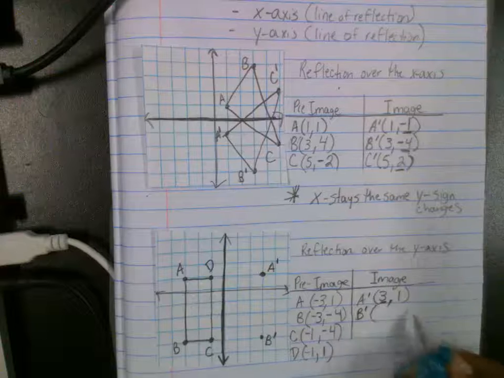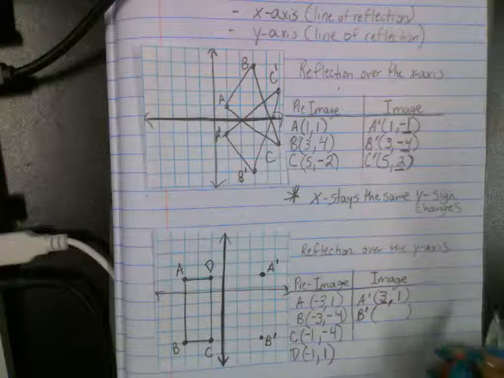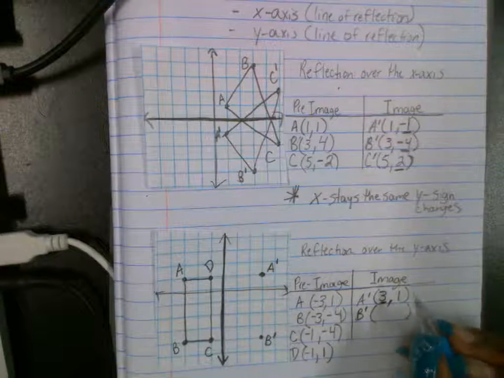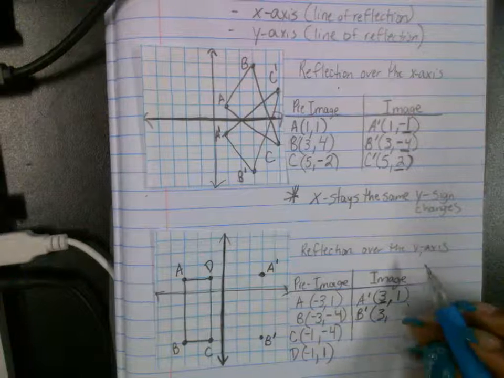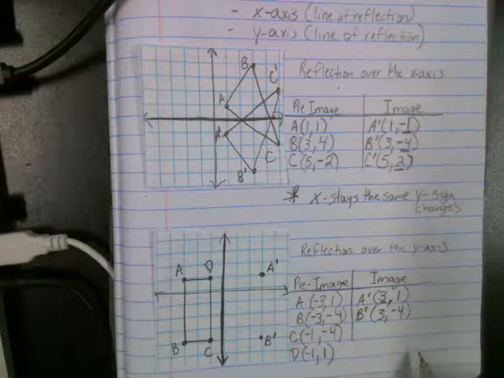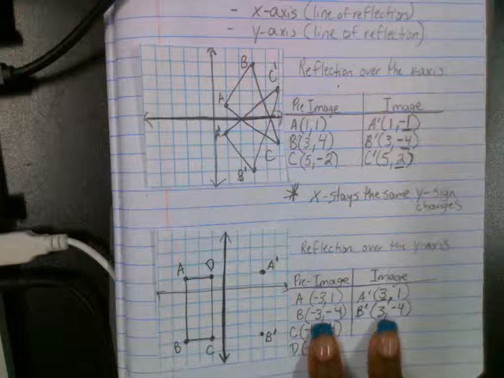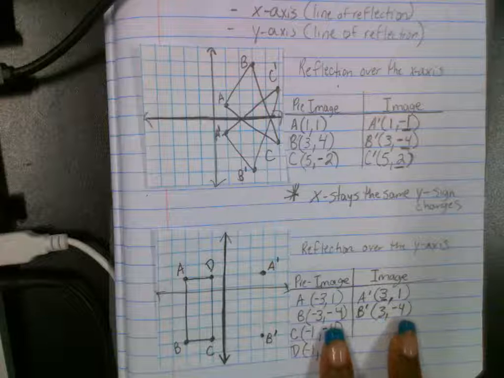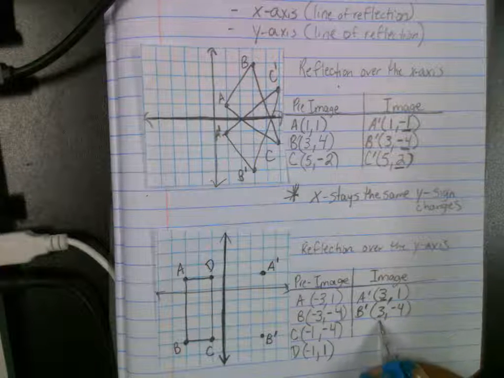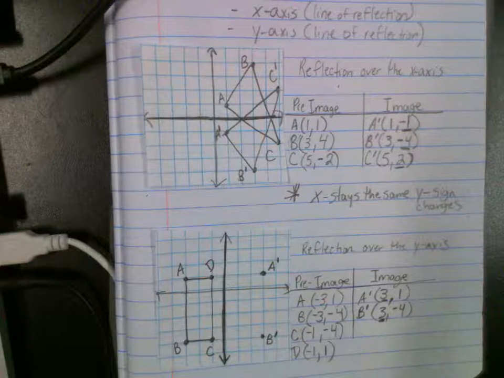What's the ordered pair for B prime? Go ahead. Very good. Positive 3 comma negative 4. What changed from this ordered pair to this ordered pair? Somebody said it, the x coordinate. The x coordinate changed. It went from negative to positive.